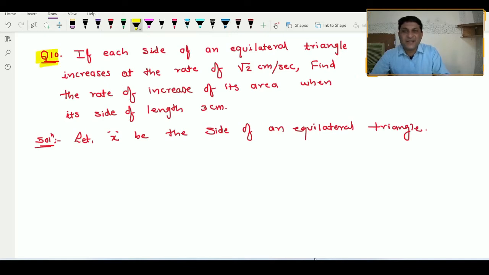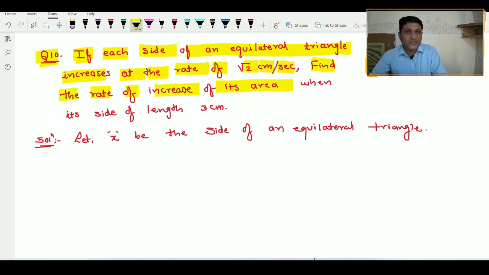Now see example number 10. In this example, what is the given condition? Each side of an equilateral triangle increases at the rate of root 2 centimeter per second. Using this condition, we have to find out the rate of increase of its area when its side is of length 3 centimeter. If you observe the given condition, the side of the equilateral triangle is increasing at root 2 centimeter per second. If the side is changing, its area also increases. So we have to find the rate at which area is increasing when the side is equal to 3 centimeter.